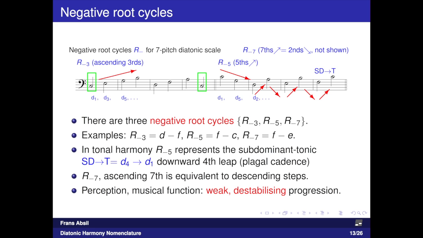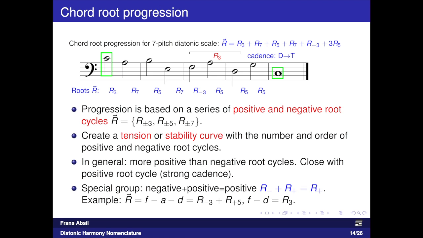Note the last root movement on the right, which is from F to C, which corresponds to the fourth degree, the subdominant degree, to the tonic, which we all recognize as a plagal cadence. The use of negative root cycles leads to a weak, destabilizing chord progression. And so, a chord progression in diatonic harmony will consist of a sequence of positive and negative root cycles.